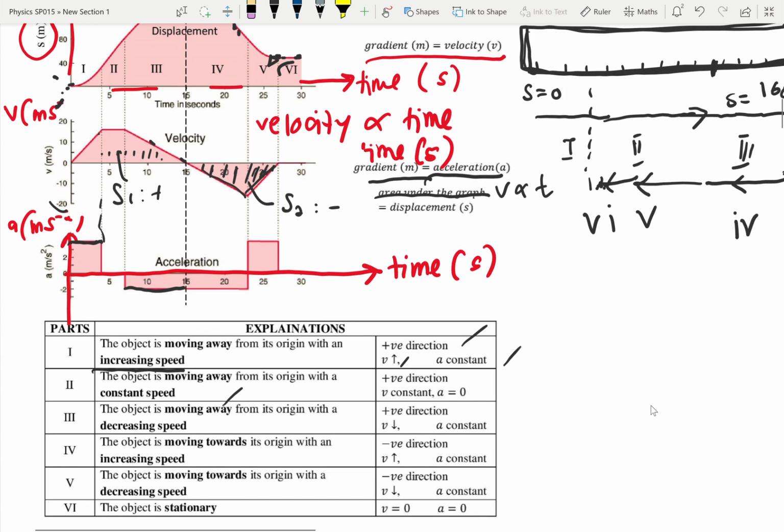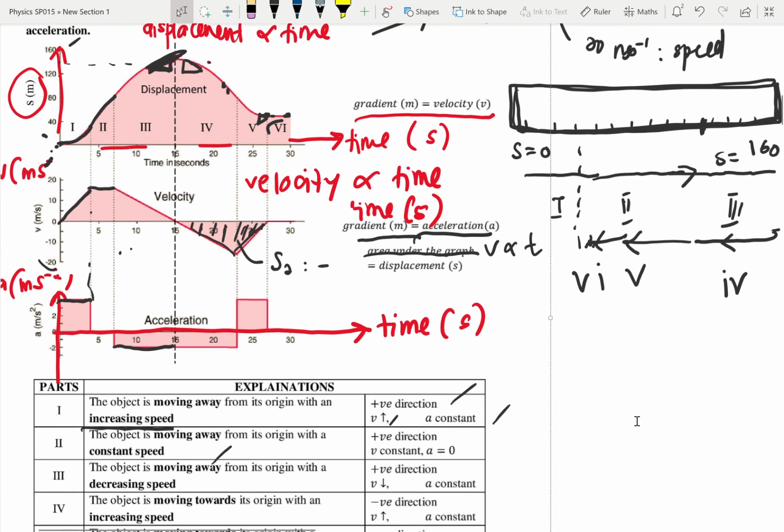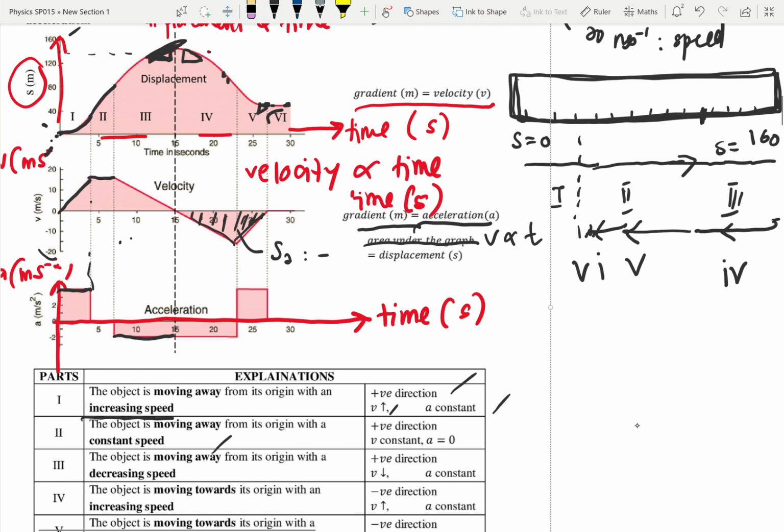Okay, again, this is part 1. Part 1, curve graph, gradient increases, so speed increases. And then for part 2, gradient constant, so speed constant. And then for part 3, the gradient is, maybe you can draw a tangent here, the slope is decreased, so the gradient decreases, that means the speed is decreased as well.